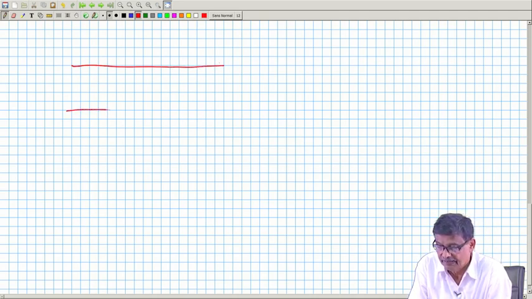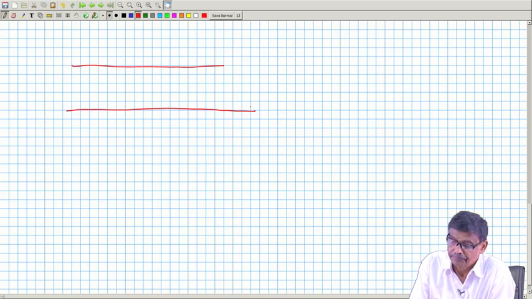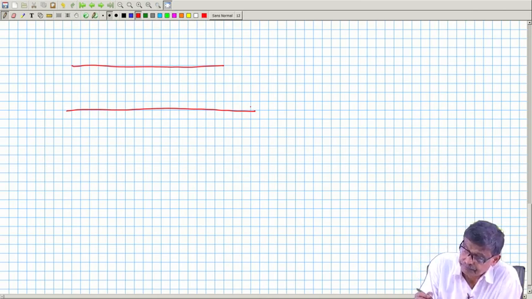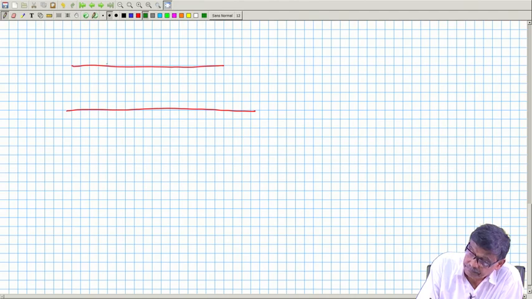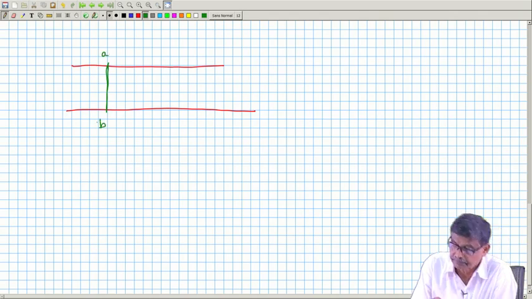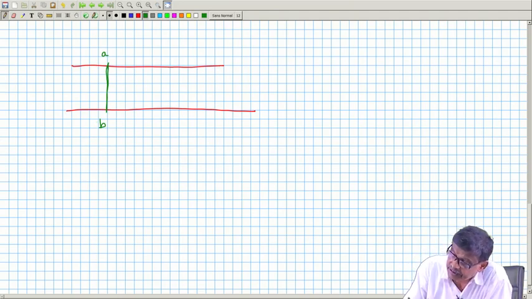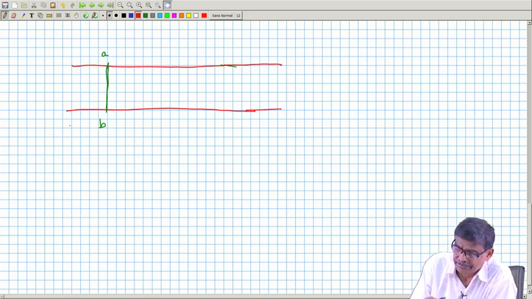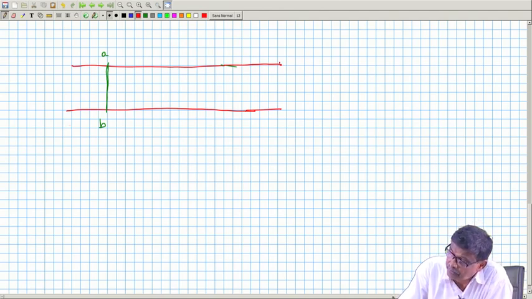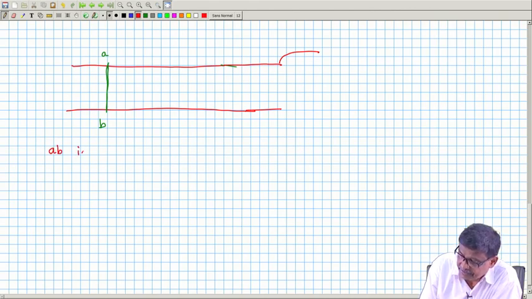Suppose this was the rail, and this was my conductor. Suppose this time the conductor AB on the rails, of length L, was initially at rest.